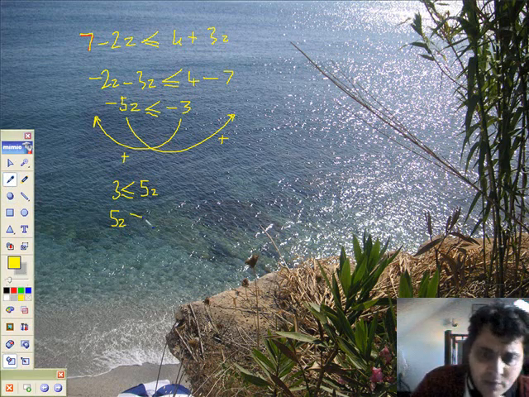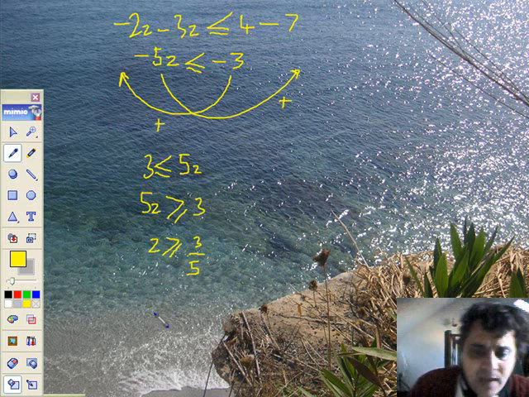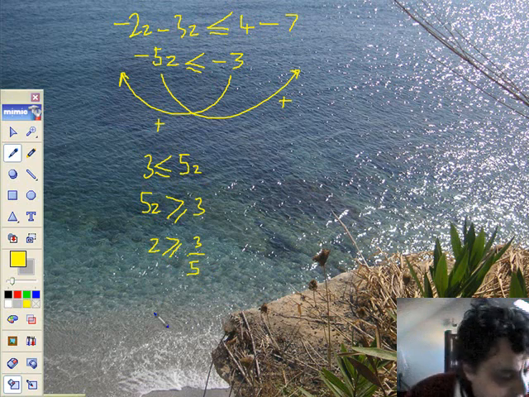5z has got to be bigger than or equal to 3. Reading it around the other way, so z's got to be bigger than or equal to 3/5. Alright, 3 over 5, 3/5. And it doesn't have to be an integer. That's just the answer as it stands, and that's what I'm going to go with.